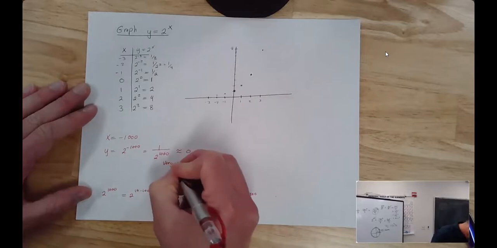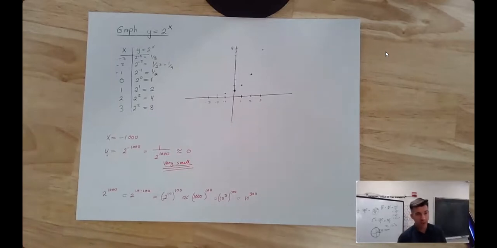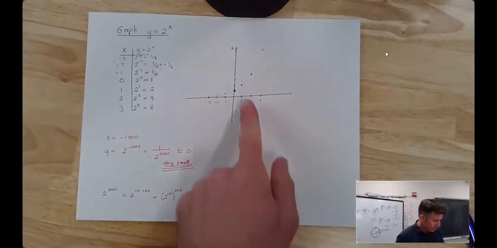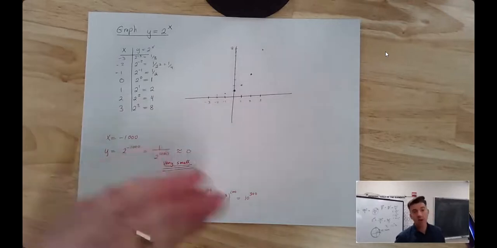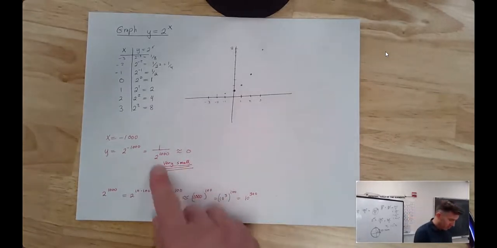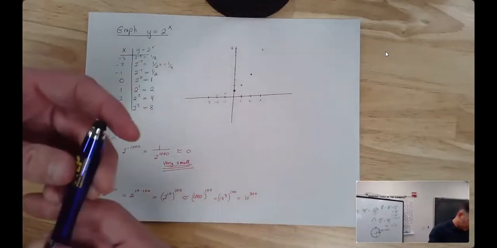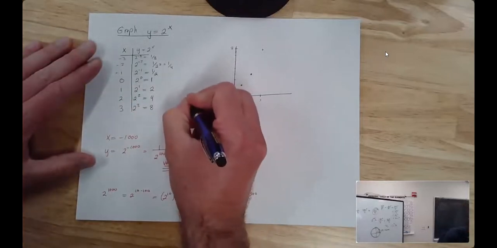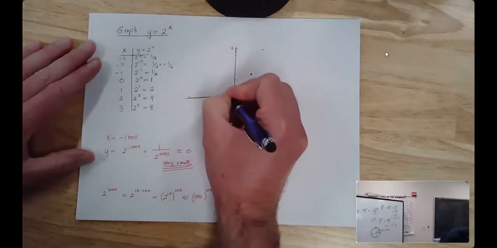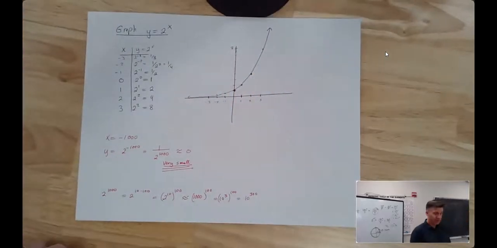Very, very small. Okay, so all I'm trying to point out here is that as you go further and further left, your values for y get closer and closer and closer to 0, but they don't ever actually equal 0, right? Even though it's very small, it's definitely not 0, right? 1 over a positive number is still a positive number. So what happens as we go to the left is we just get asymptotically closer to 0. That's what it looks like.